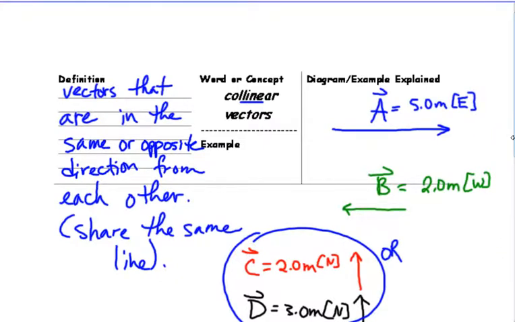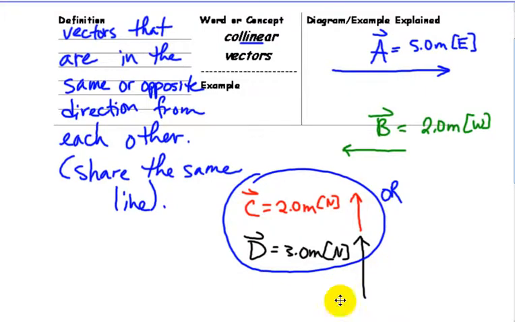And last thing here we have collinear. And you notice the word collinear has the word line embedded in it. So vectors that are in the same or opposite direction from each other. They share the same line. So for example, east, west share the same line, north, south share the same line. So these vectors here, vector A going 5 meters east, vector B going 2 meters west would be collinear. Or I could have had an example, 2 meters north, 3 meters north, they are collinear as well. So they share the same line, they can be in the same direction or opposite direction.